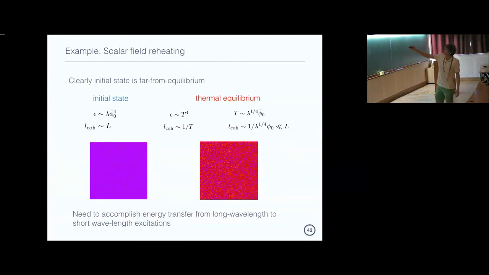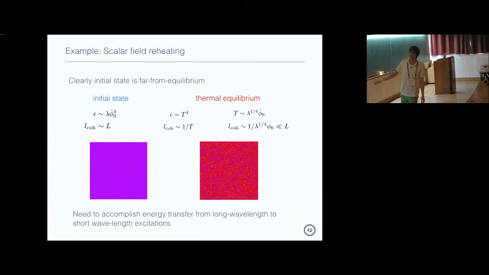And so you can plug this back in and determine what this coherence length is. So the coherence length comes out to be this beast, but the important point is that the coherence length is much, much less than, of course, the full system size.